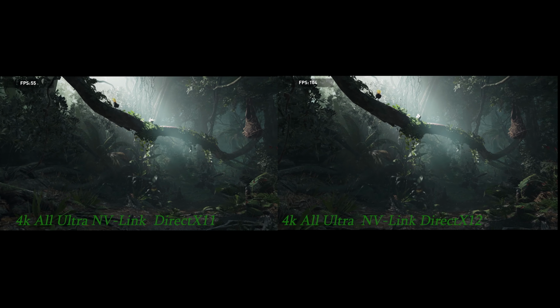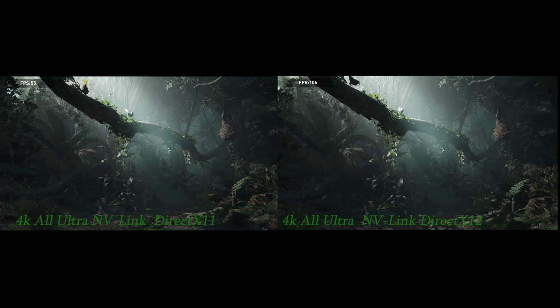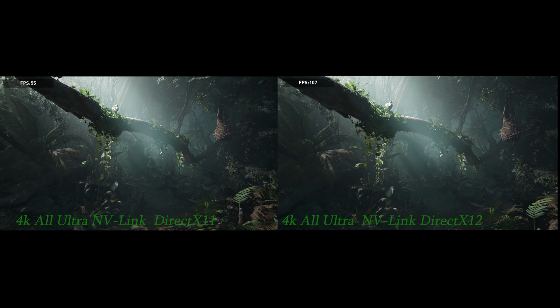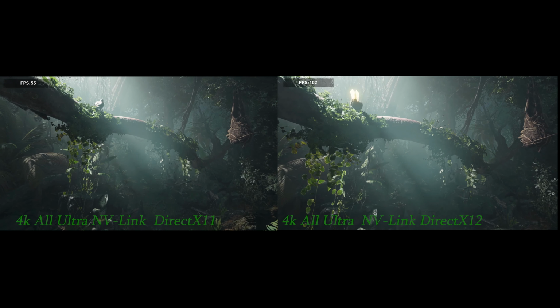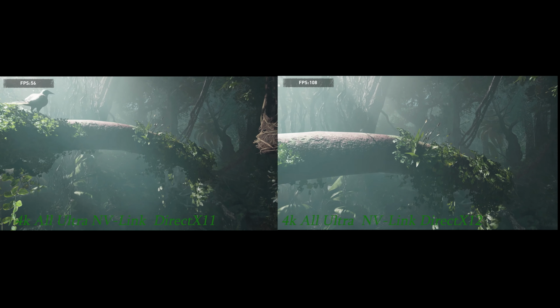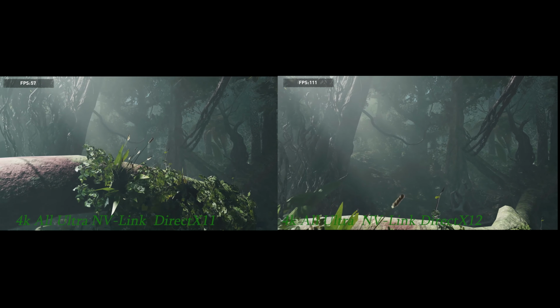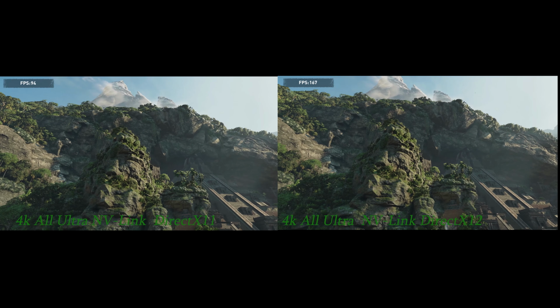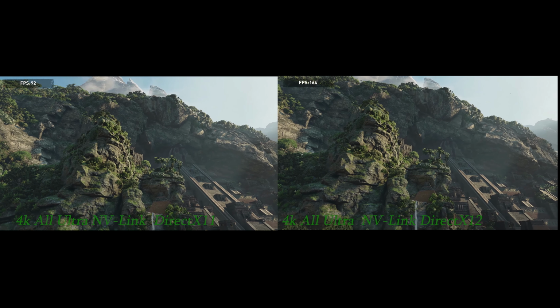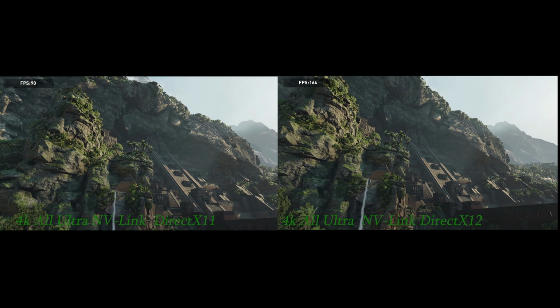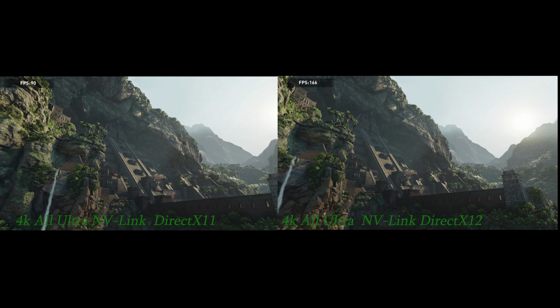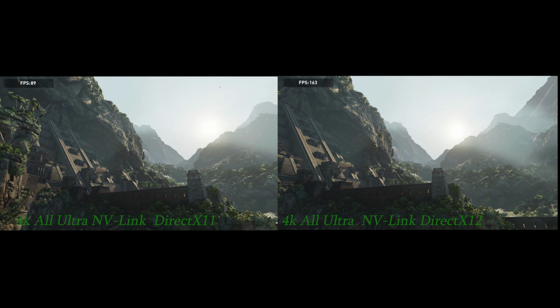With DirectX 12, besides the fact that they managed to implement the new technologies, ray tracing and DLSS, now the main CPU allows more cores to handle the data that is coming from the GPU or GPUs, for those who are using NVLink. And this is why you are seeing this kind of huge frame rate difference.